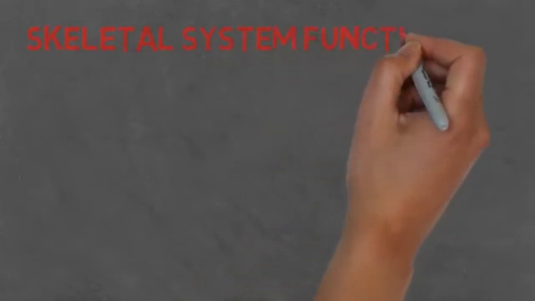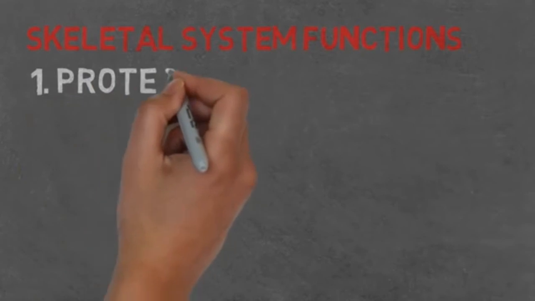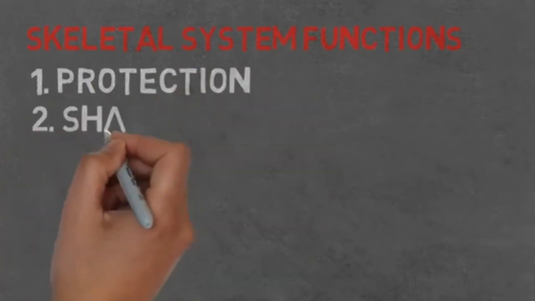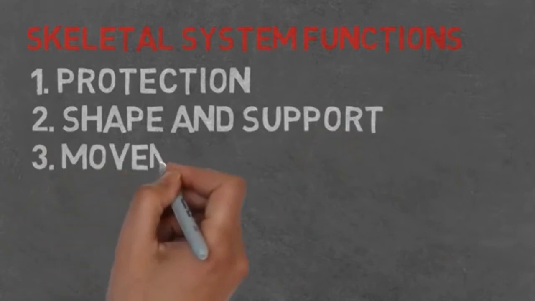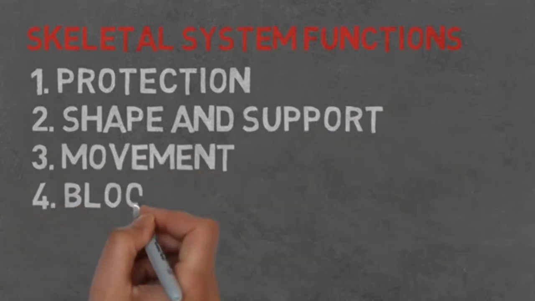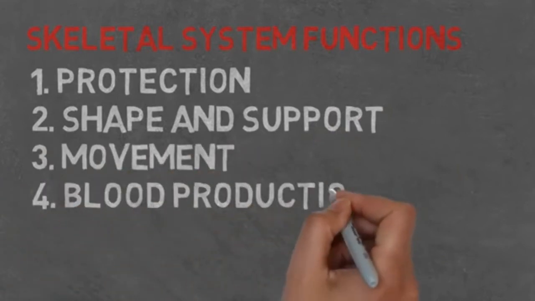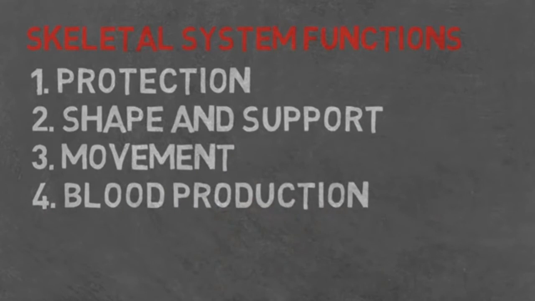Skeletal system functions. You have protection, protecting your vital organs. Shape and support. The skeleton is the body's framework, holding your vital organs in place. Movement. Bones are the attachment sites for muscles. Without the muscles attaching to bones, we'd be unable to move. And blood production. Red and white blood cells are produced in bone marrow.